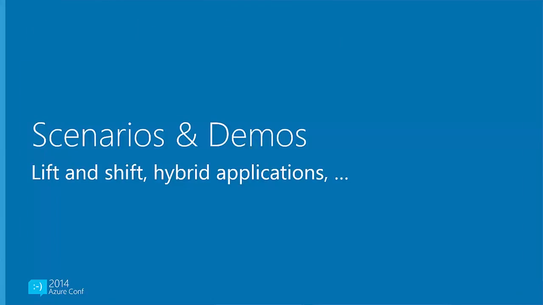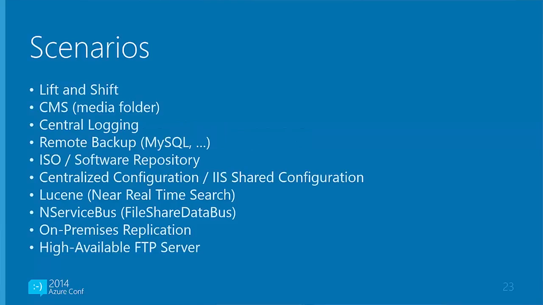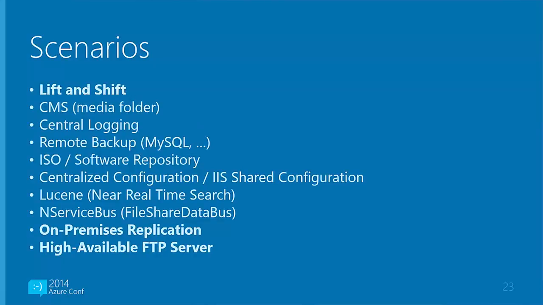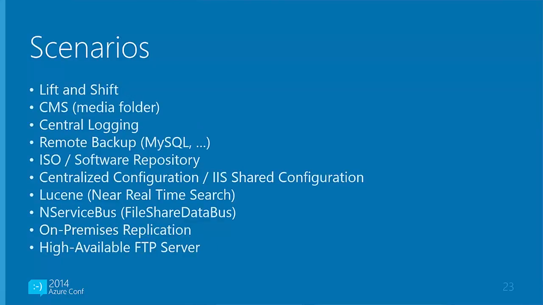Okay, and so next we'll be looking at a few scenarios, and we'll be going through a few demos of these scenarios. A few typical scenarios would be lift and shift. You have an application running on premises. You want to migrate it to Azure with little to no effort. Well, in that case, virtual machines and Azure Files could be the best solution to set up a highly available application. A CMS, for example.